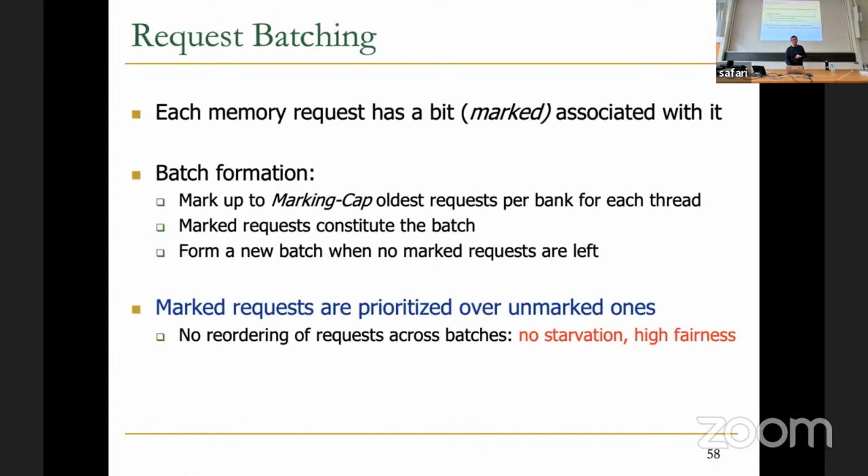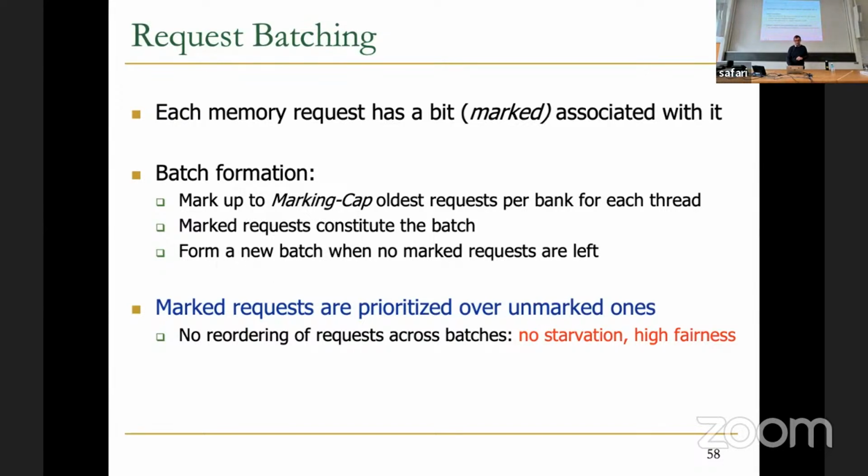So how do you do request batching? This is relatively easy to implement. Each memory request has a bit associated with it, which we'll call the marked bit. To form a batch, the memory controller goes through the requests in its queue, and it marks up to a cap, a threshold, of oldest requests per bank for each thread. This threshold is determined statically, but it could change dynamically also. Marked requests constitute the batch, and the memory controller forms a new batch when no marked requests are left.